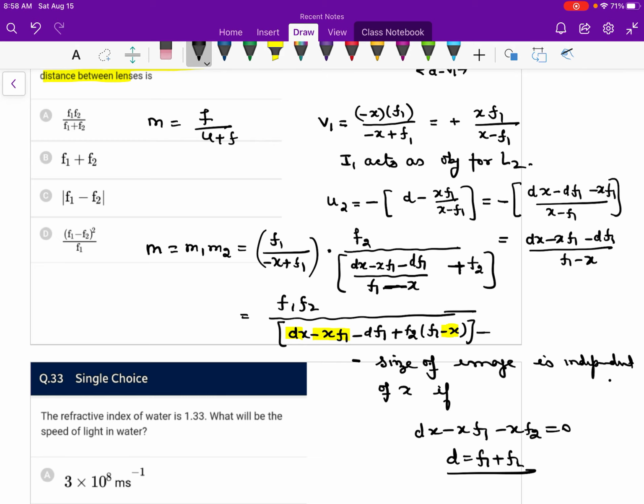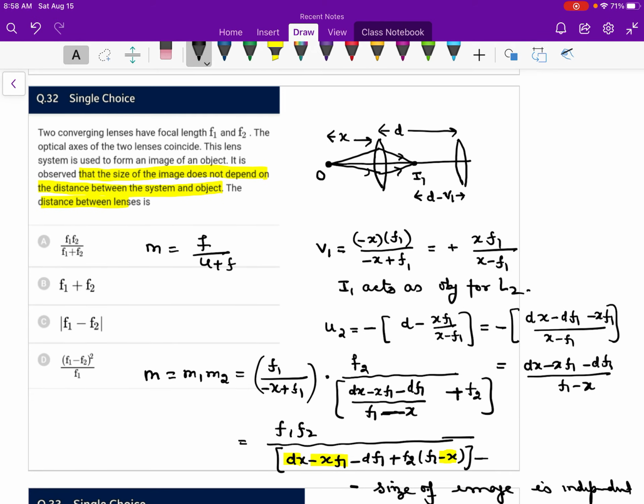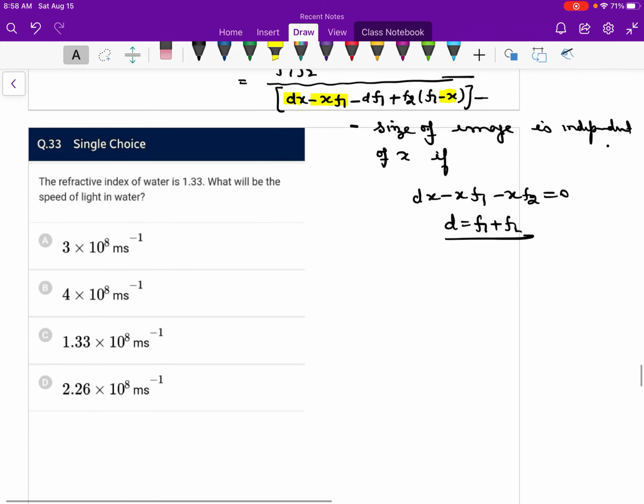if the separation between the two lenses is f1 plus f2, then the size of the image will be independent of the position of the object from the first lens. Okay, so this is a good question, but we can't afford so much time in the exam, so better you learn this concept and move ahead.